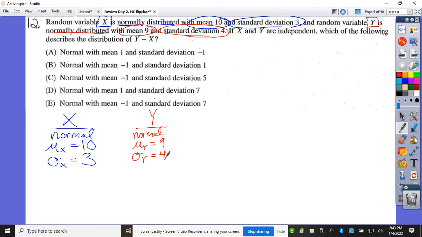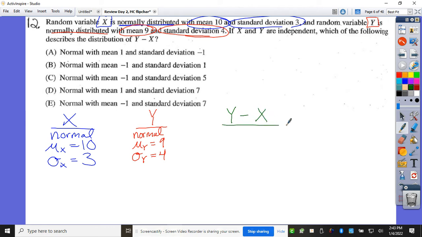There's one thing that the problem set you up for that, if you're not paying attention, you're going to do wrong. It's trying to trick you. It's y minus x, but it gave you x and then y, so you've got to make sure you're paying attention to that.